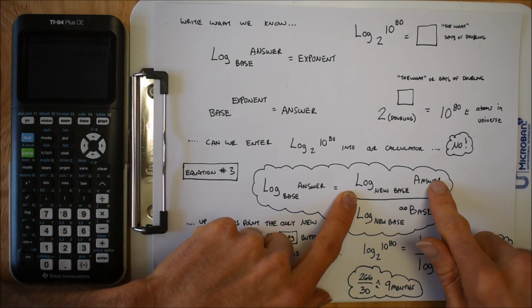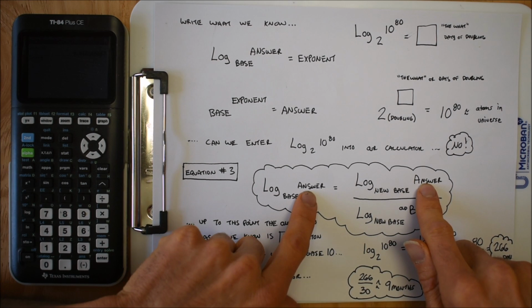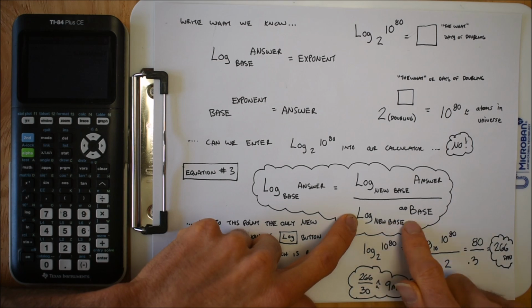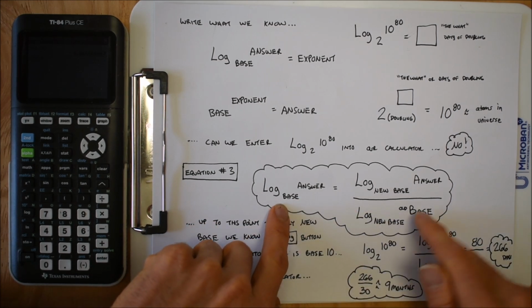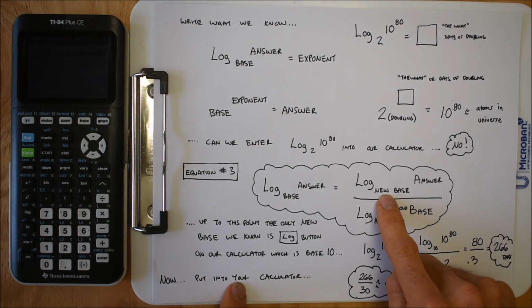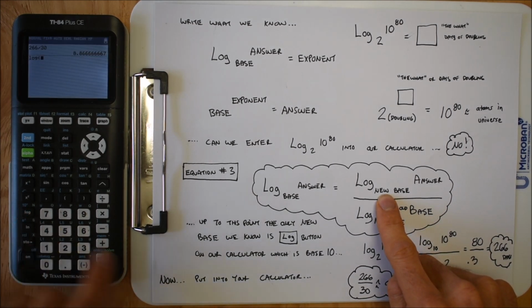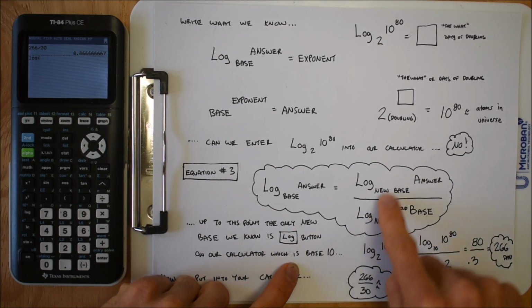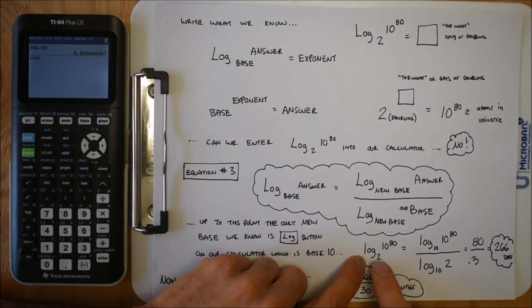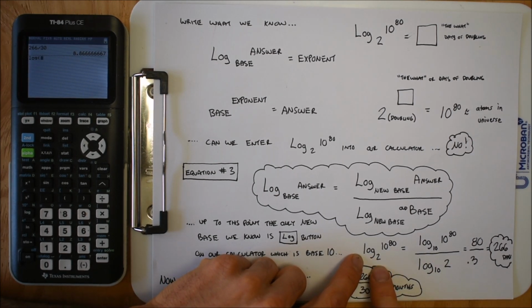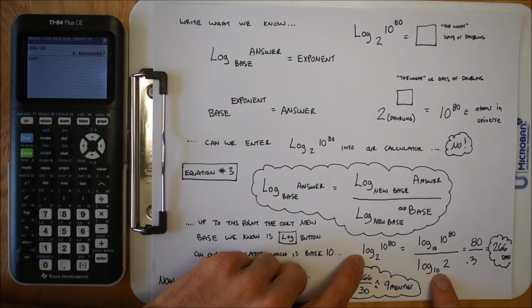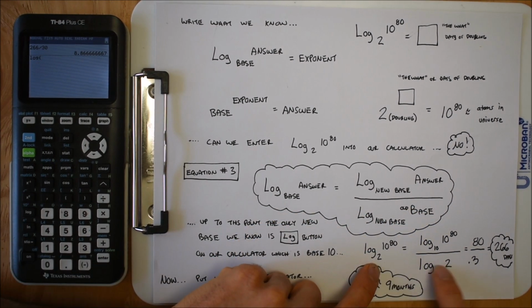And then we got our answer. So log, new base, same answer, divided by log, new base, whatever we choose, it just has to be the same one, times our old base. Let's write it in, because what's the base we know on our calculator? It's this log, which is base 10. So let's throw base 10 in there. So log base 2 of 10 to the 80 is log base 10 of 10 to the 80, divided by log base 10 of the old base. Our old base was 2.